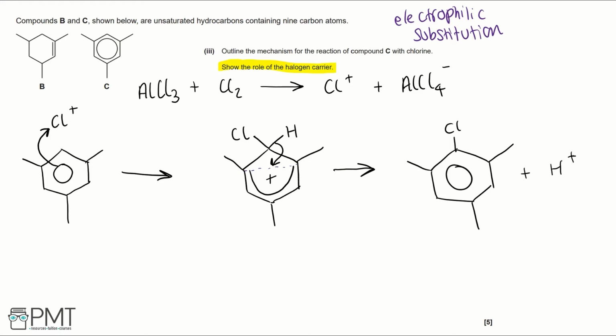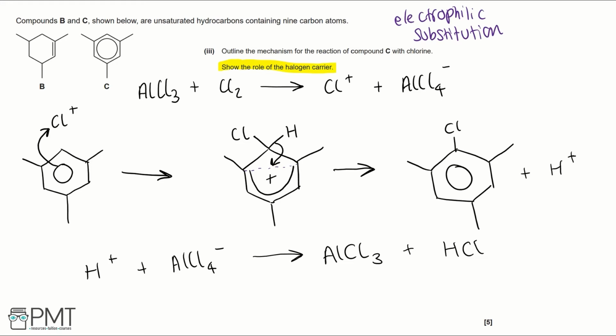Now, this H+ is going to be added to our AlCl4 that we formed at the beginning, and we can reform our halogen carrier, so AlCl3, and then we're left with hydrogen chloride. So this is electrophilic substitution. It's a very common example, and if you did struggle with this question, it's worth maybe having this as an example and then playing around with different compounds and different halogens and halogen carriers, because it's a really good mechanism to have in your back pocket for these exams.